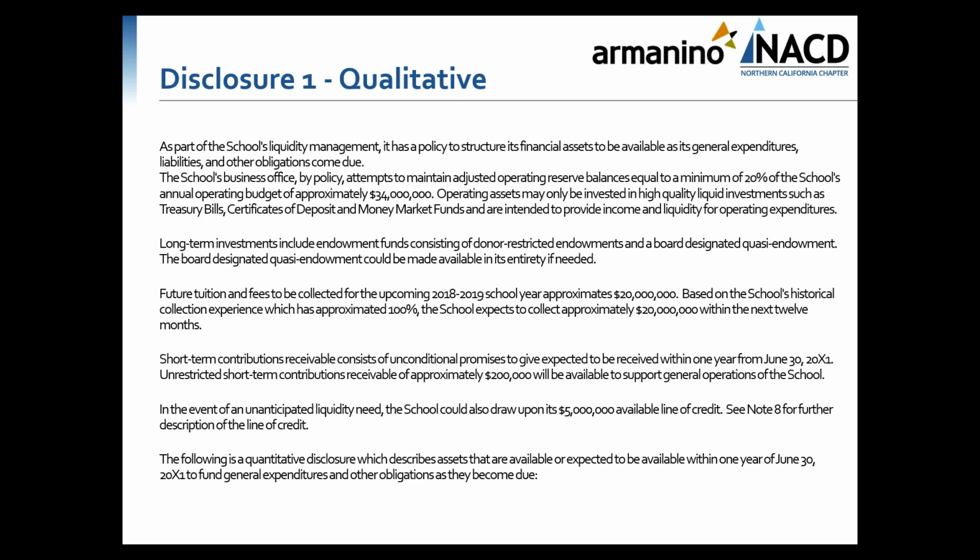The third paragraph on the long-term investments talks about the delineation between the donor restricted and the board quasi-endowment. And again, like the other examples, talks about the quasi-endowment that can be available in its entirety if needed. This particular school also talks about tuition and what it anticipates to collect in the upcoming year that will be used in operations. It goes on to talk about its contributions, which look like they'll be collectible and they can support operations of the school. And they do have a $5 million line of credit that's available. So again, all very liquid items in the qualitative analysis.